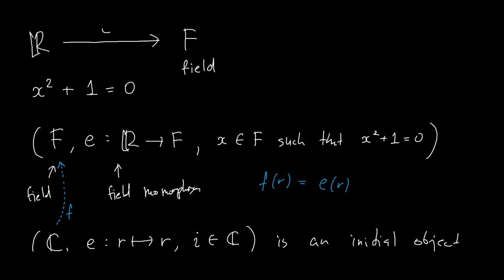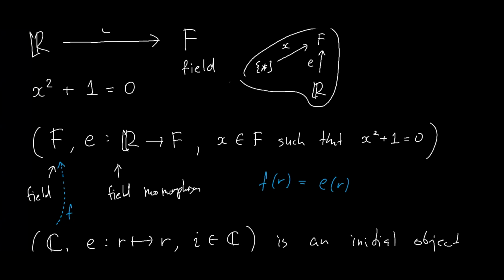Maybe it's useful to draw a commutative triangle here. So we've got real numbers, and our objects, our structures, are a field F together with this homomorphism E and a special element X. And as before, we can also always describe a special element as a morphism from the singleton set, which itself is a terminal object in the category of sets. And of course, X is a special element in the sense that its square equals -1.